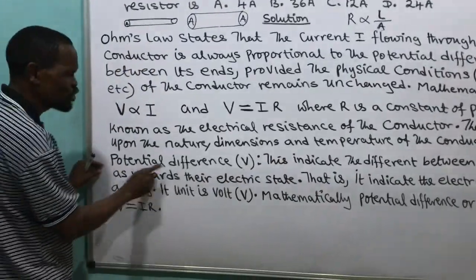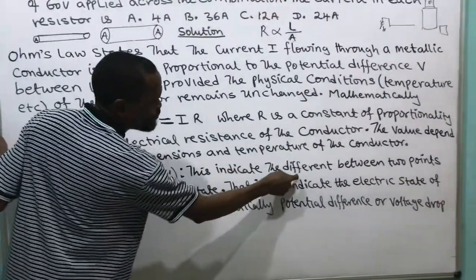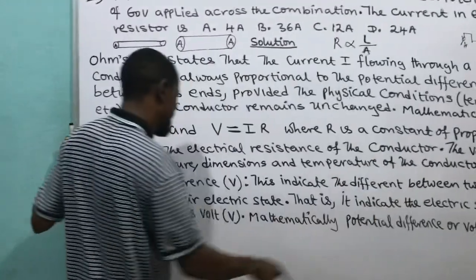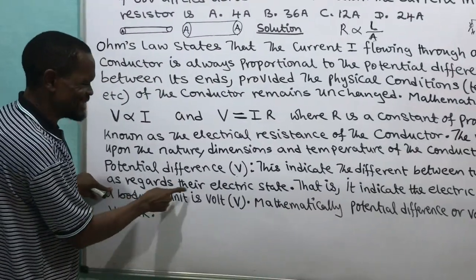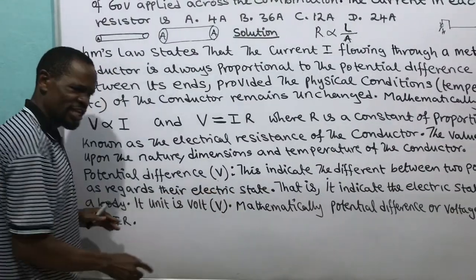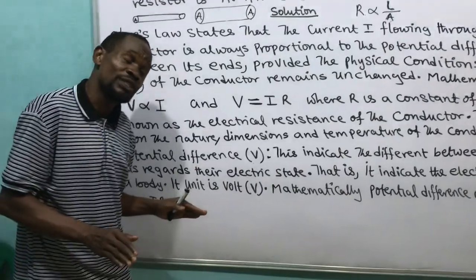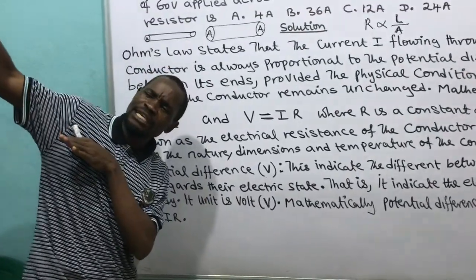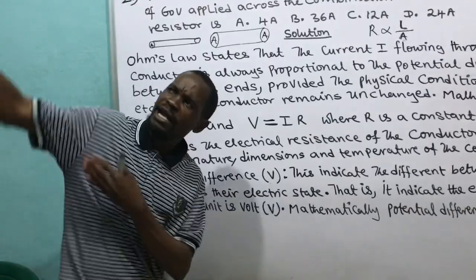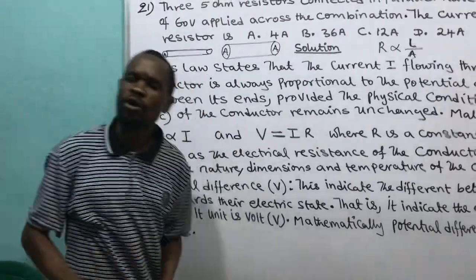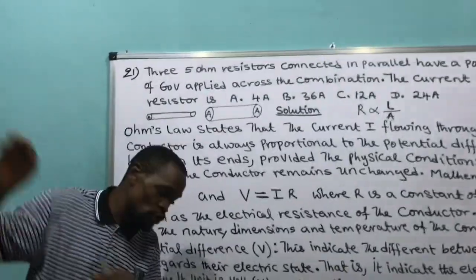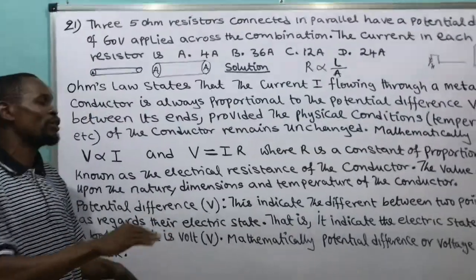Then when I say potential difference, this indicates the difference between two points as regards their electrical states. One point is higher in electrical state compared to the other one. Therefore, current will flow this way, coming down from the higher electrical state to the lower electrical state. That's how the current flows.